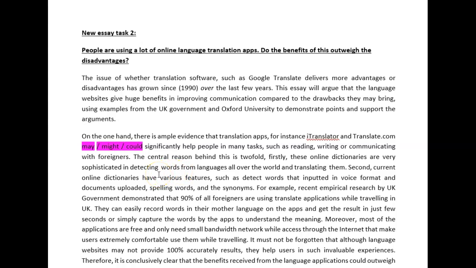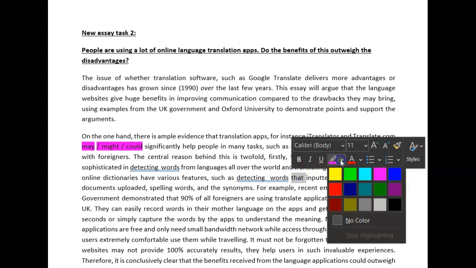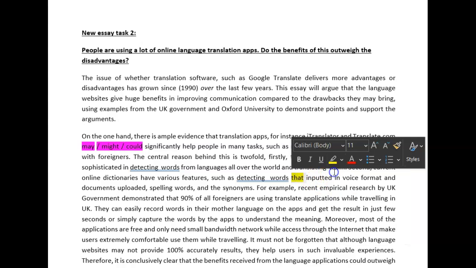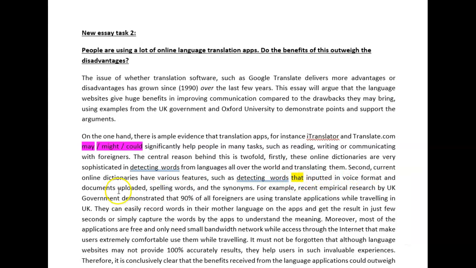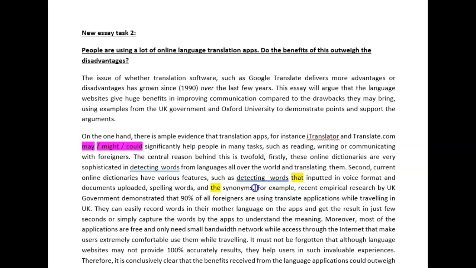Second, current online dictionaries have various features such as detecting words inputted in voice format and documents uploaded, spelling words and synonyms. You don't need the. Okay, excellent. So I love how you're developing this. It's very, very good. You're using great vocabulary here.